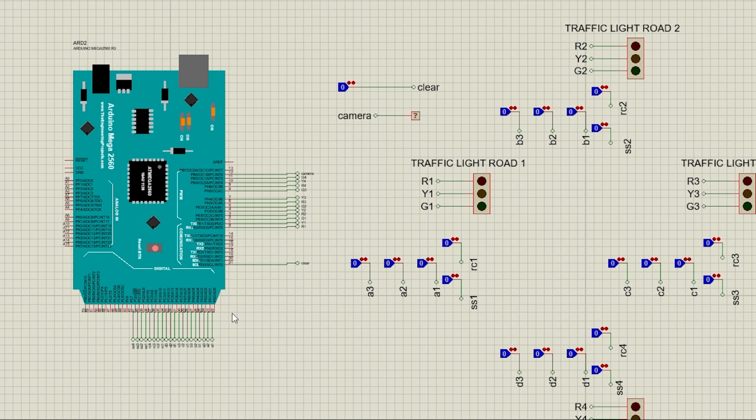Also, if we talk about the input and output pins of the Arduino, our system has 21 inputs and 13 outputs. The 21 inputs are the 20 sensors of the 4 roads and the clear pin, and our outputs are the 12 red, yellow, and green lights for the 4 roads, and the output of the camera, which shows whether the camera is on or off.